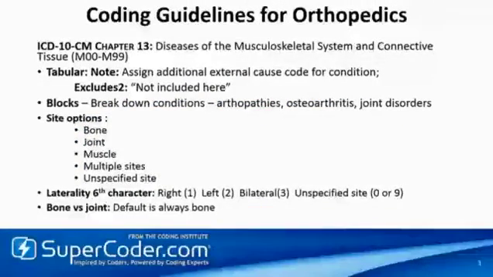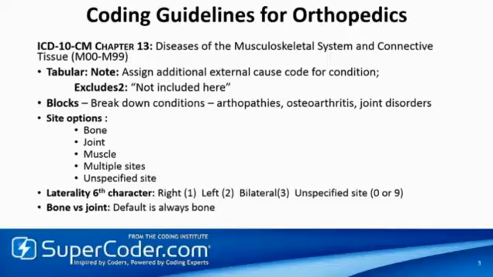Chapter 13 of the tabular list in ICD-10 includes diseases of the musculoskeletal system and connective tissue with code range M00 to M99. A note in the tabular list directs you to assign an additional code for the external cause of the condition. You'll code here numerous orthopedic conditions, including arthropathies, osteoarthritis, and joint disorders. Body site options for codes include bone, joint, muscle, and multiple sites, or unspecified sites.